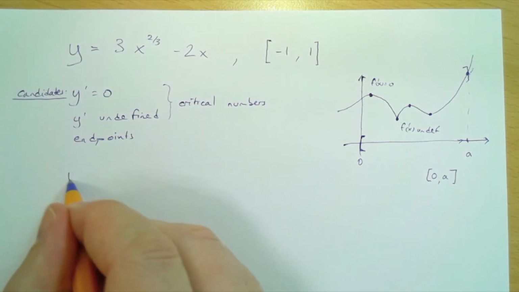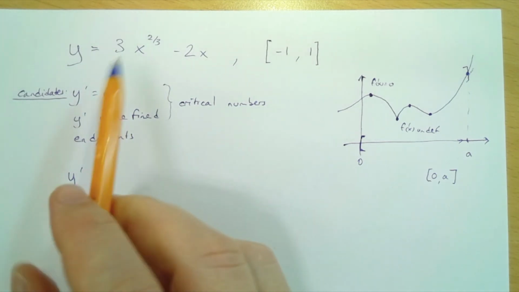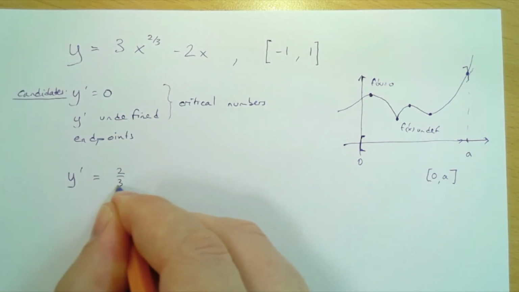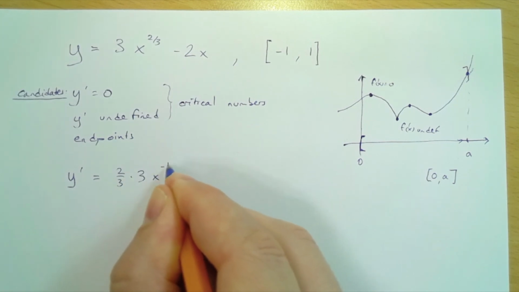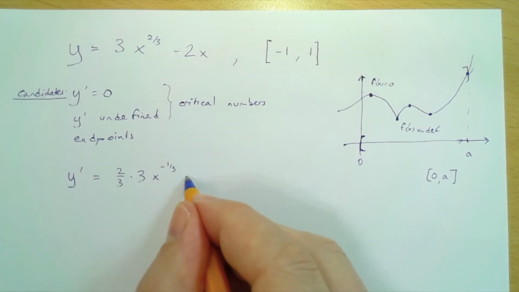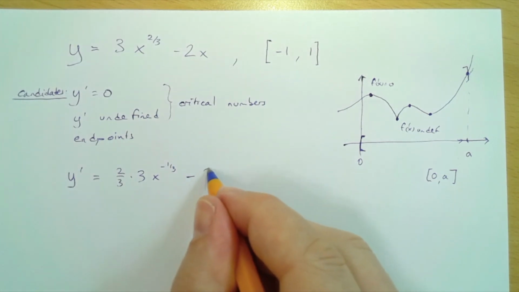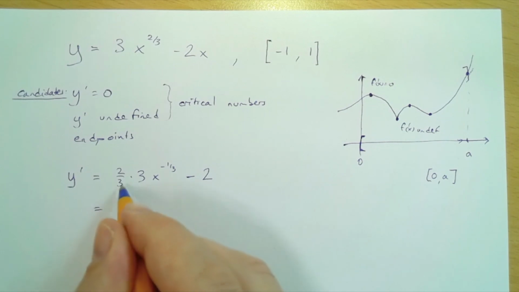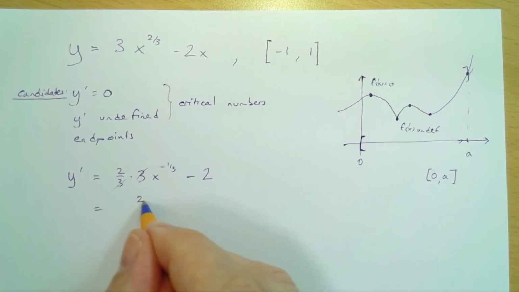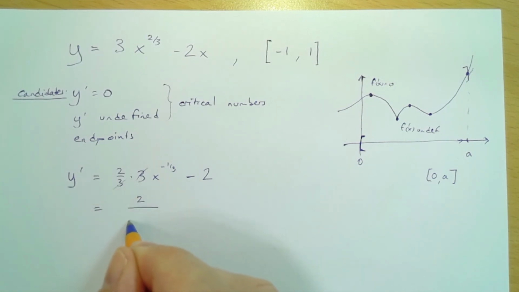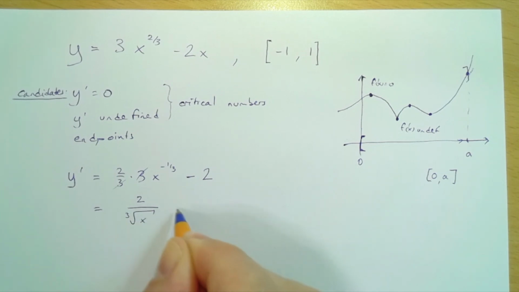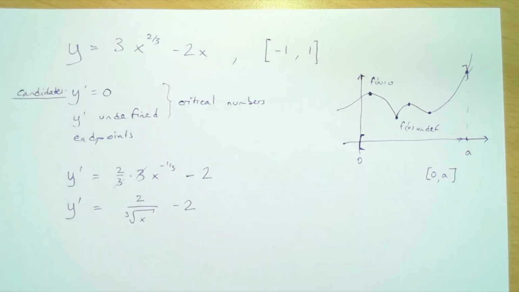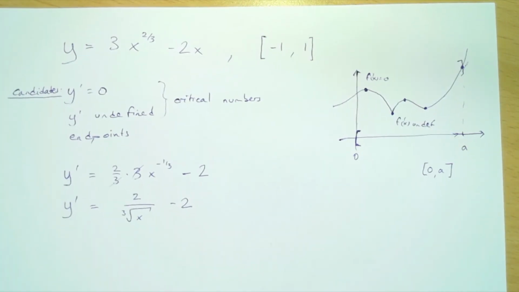So let's find y prime. The derivative of 3x to the 2/3 is going to be 2/3 times 3x to the negative 1/3, minus the derivative of 2x, which is 2. That can be written 2 over cube root of x, minus 2. Y prime equals 2 over cube root of x, minus 2.